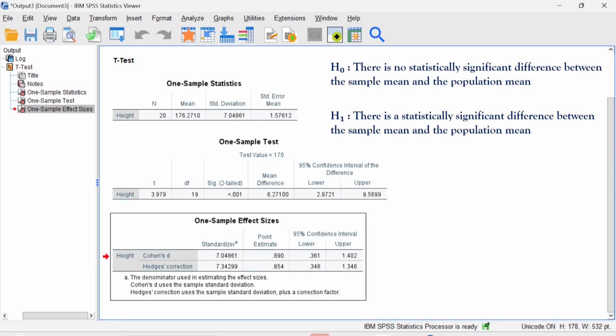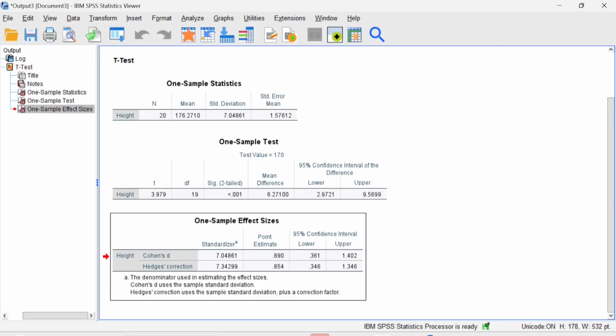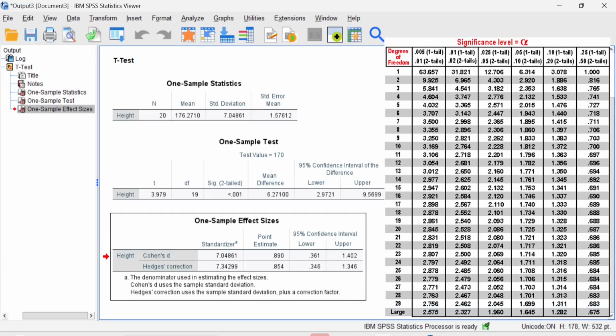So let's see, how do you find the critical t? We use the t distribution table, or the student t distribution table. What you are going to use to find the critical t is the degree of freedom and the alpha level. The degree of freedom for this test will be 19, because the degree of freedom is equal to n minus 1, and our n, which is the sample size, is 20. So 20 minus 1 is 19. Then 0.05 alpha level for the two-tailed test. We trace these two inside the table and we get our critical t, which is 2.093.